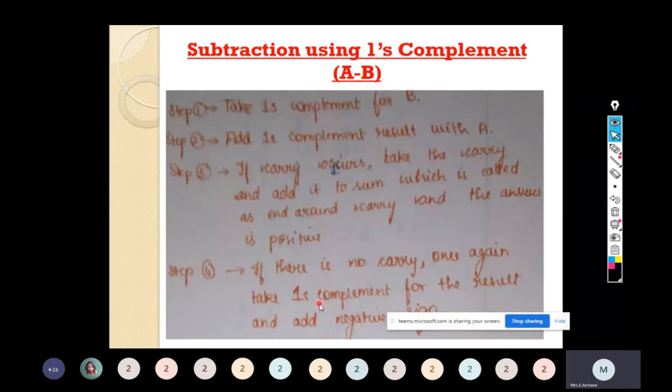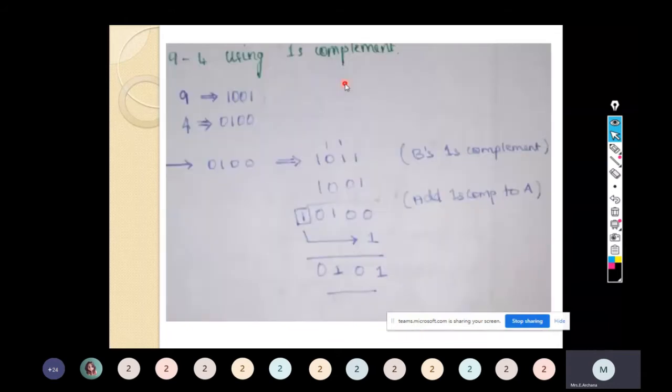So only 4 steps. First, we take 1's complement for B. The result is added with A. If there is a carry, we take the carry and add it, and the result is positive. If there is no carry, once again we take the 1's complement of the result and add a negative sign. Yes. First example, 9 minus 4 using 1's complement.